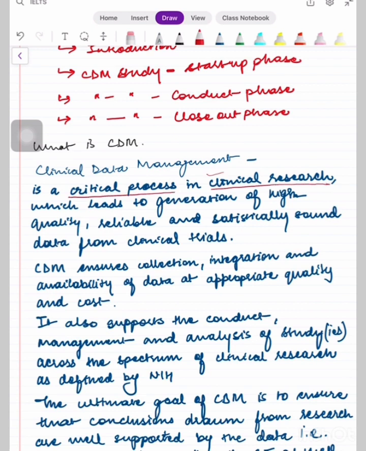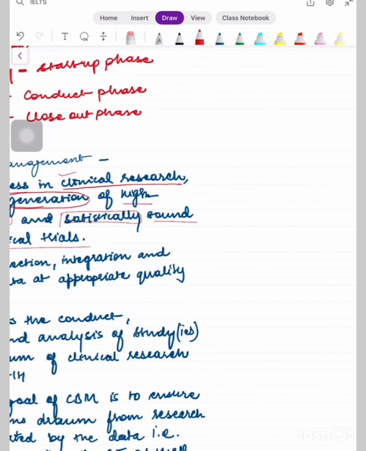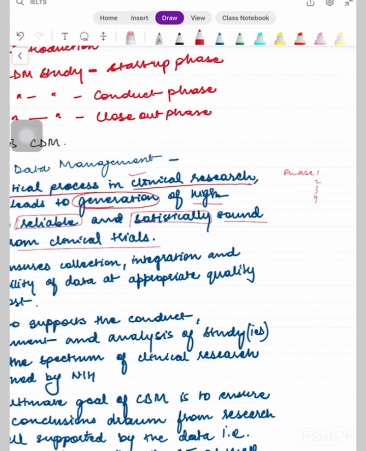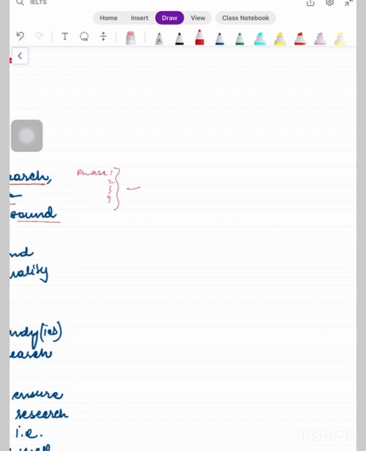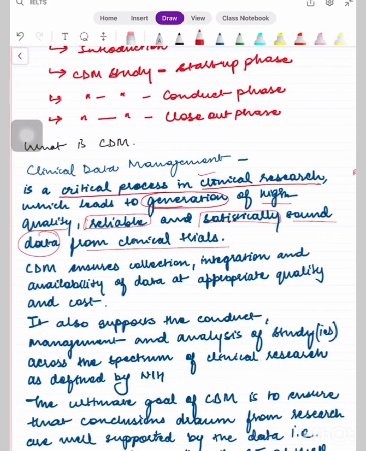So it's a part of clinical research which leads to the generation of high quality, reliable and statistically sound data from clinical trials. So whatever clinical trials we conduct, phase 1, 2, 3, 4, and whatever data is generated from it, when it is made into high quality, reliable and statistically sound data, then all that comes under clinical data management.